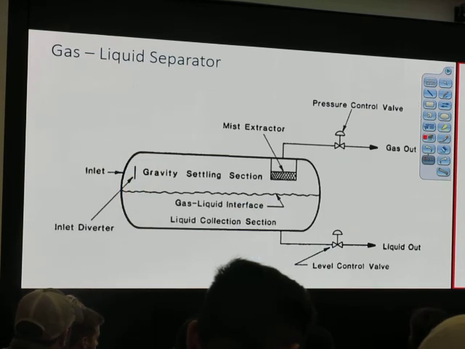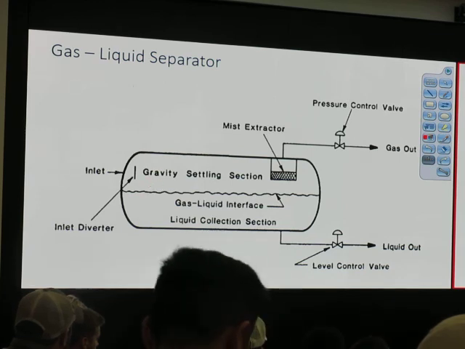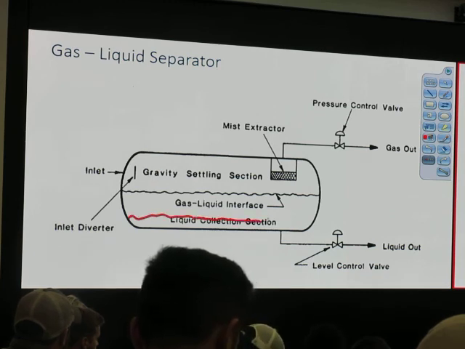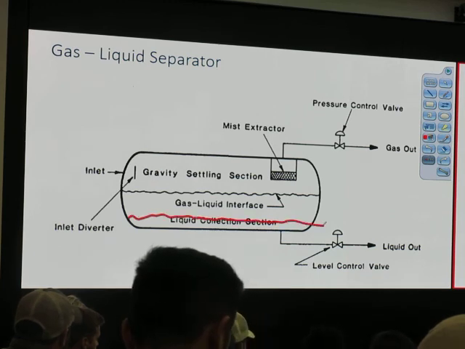Okay, if we have gas in liquid, okay, gas bubble in liquid. Gas will take a certain amount of time to come out, right? If I operate this thing a quarter full, because gas from the top is pushing the liquid level down, so I don't have much liquid level, right?